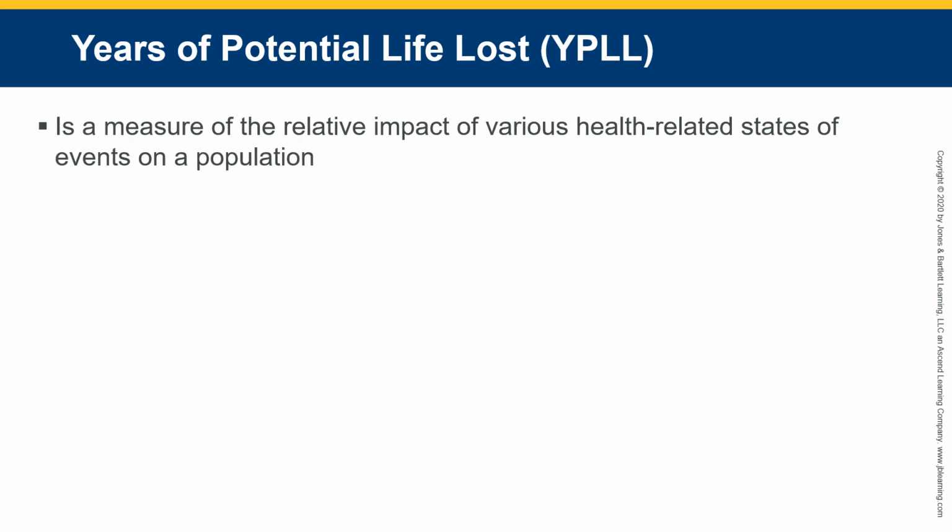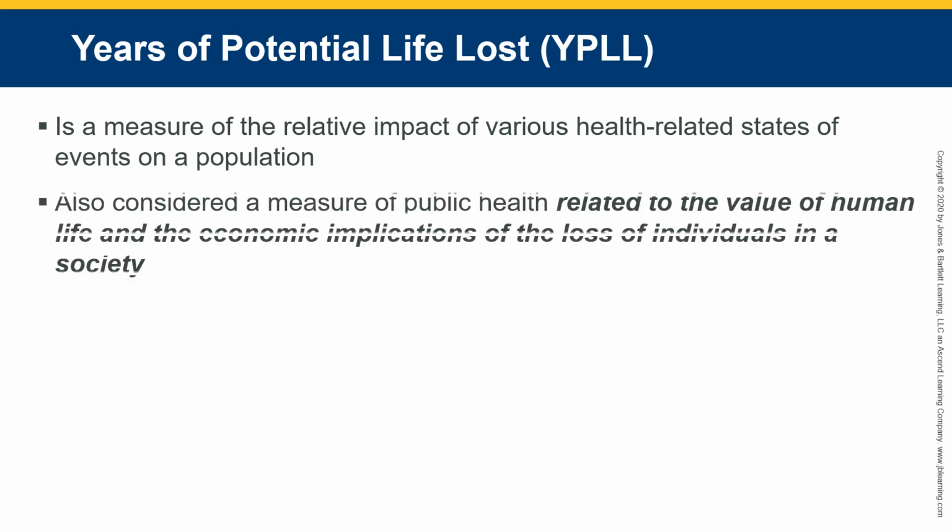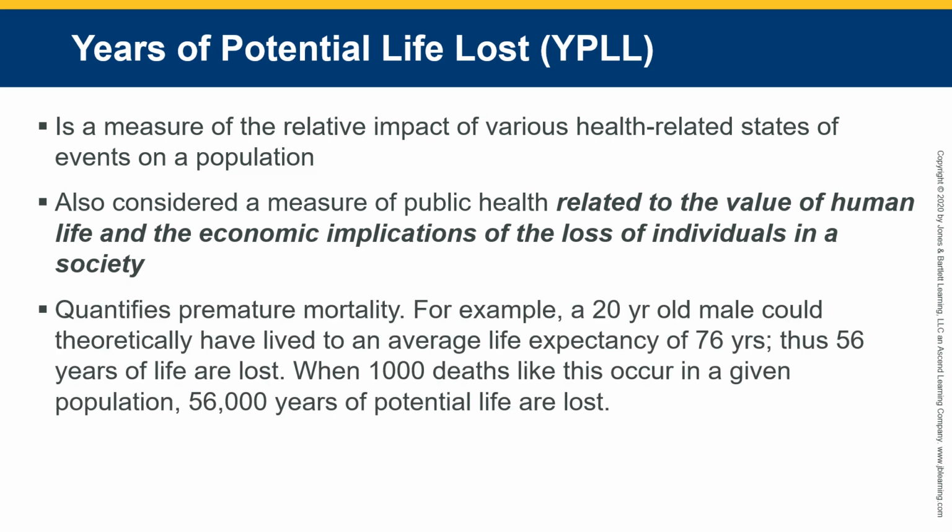Years of potential life lost is a measure of the relative impact of disease or health-related states or events on a population. So this is something that is considered a measure of public health related to the value of human life. It has an economic implication of the loss of individuals to society. It quantifies premature mortality. For example, a 20-year-old male could theoretically have lived to about 76. Thus, 56 years of life are lost. When 1,000 deaths like this occur in a given population, 56,000 years of potential life are lost.